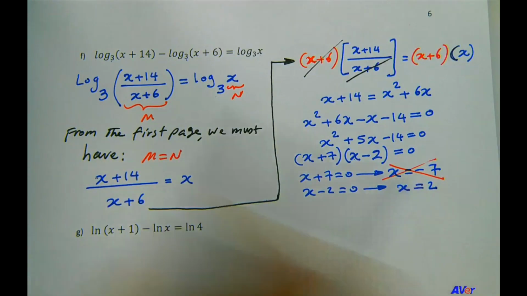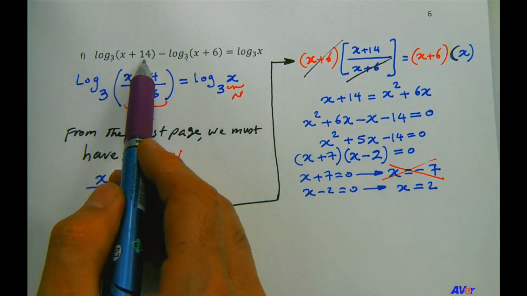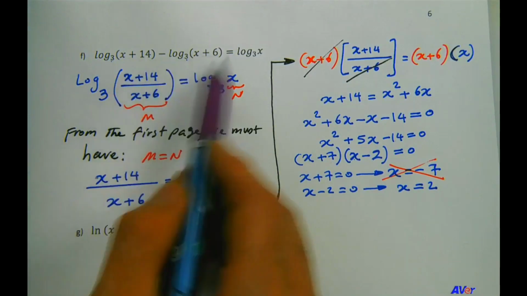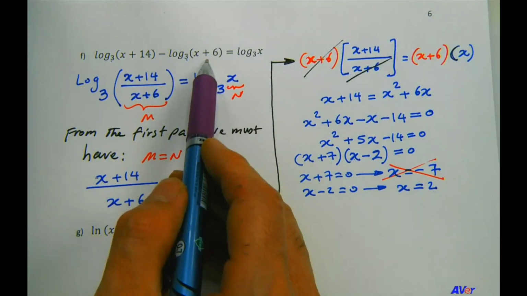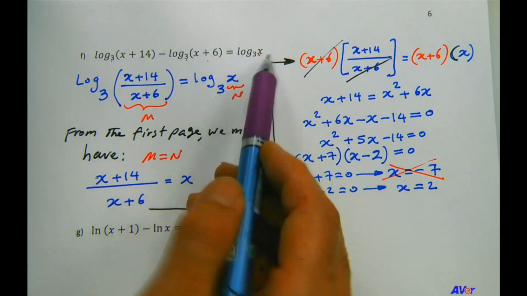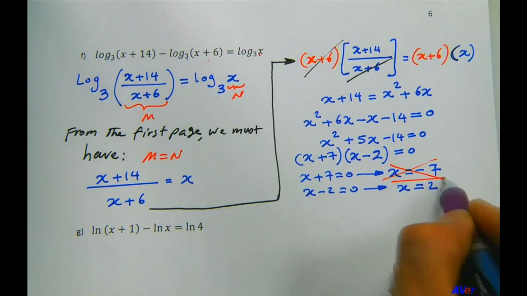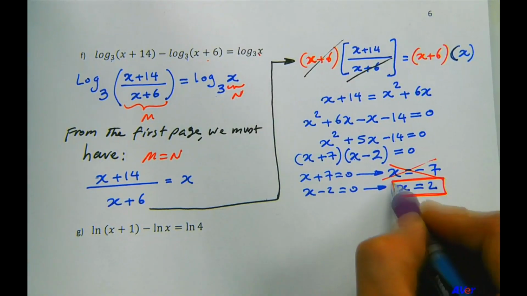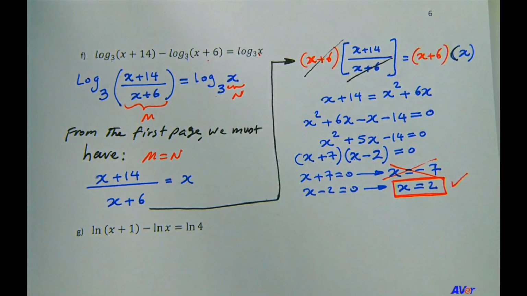Let's test it. 2 plus 14, 16, that's a positive value, so it's okay. 2 plus 6 is positive 8, that's okay. 2 log of 2 to base 3, it's okay, it's positive. So this is the only answer, x equals 2, that checks out. Okay, we toss out the negative 7 answer.